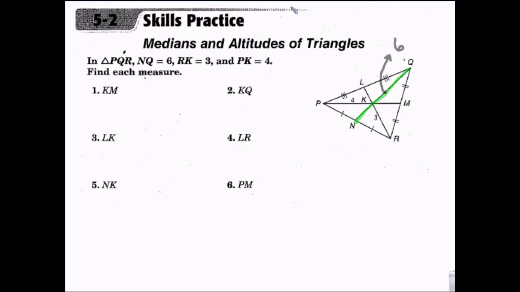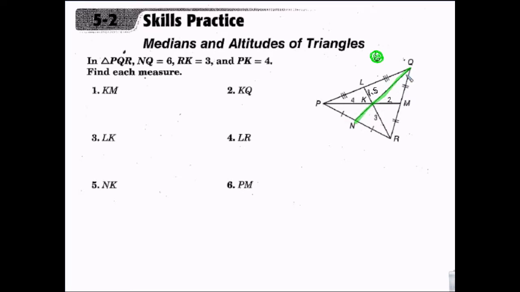Let me change this. Let's do that. The green part's 6. Okay. So if this is 4, and this is the long side, what's this length right here? 2. And if this is 3 and it's the long side, what's this length here? 1.5. Perfect. This was the long side, right? 3. So I have to divide it by 2. Oh, okay. Yeah. And then the whole thing here is 6.